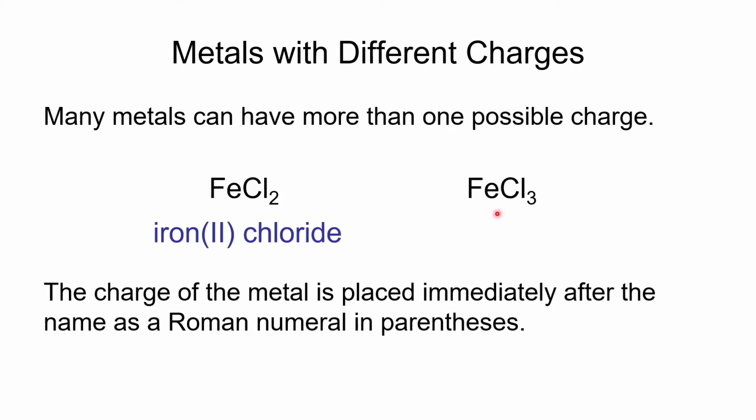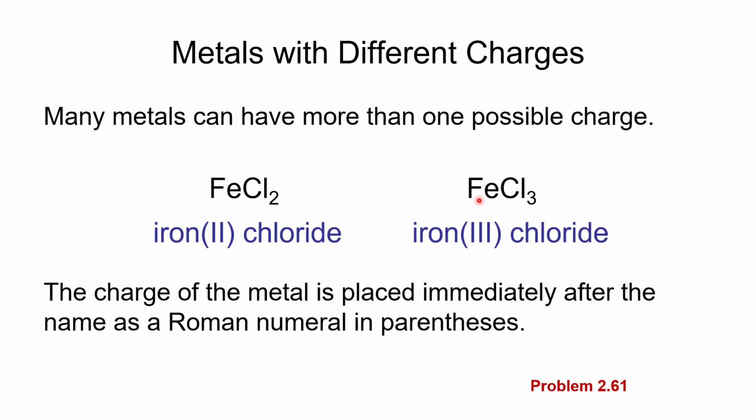Over here, we've got iron, and again, we've got 3 chlorides. The chlorides each are -1, so the iron here has to be +3. And so therefore, that must be iron(III) chloride.